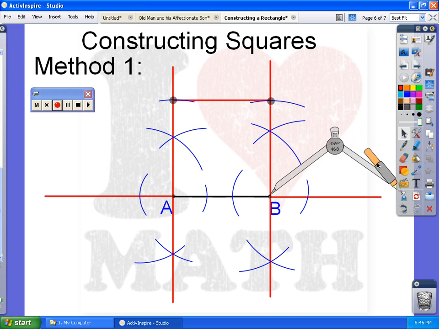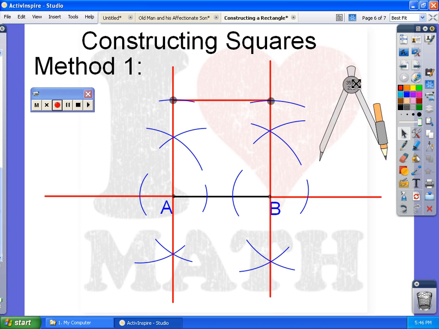So this is again method number 1. If you have any questions about it, feel free to stop the video and start over again and re-watch it as many times as necessary. When you feel comfortable with method number 1, let's continue on to method number 2.